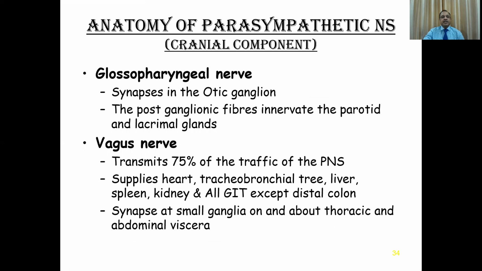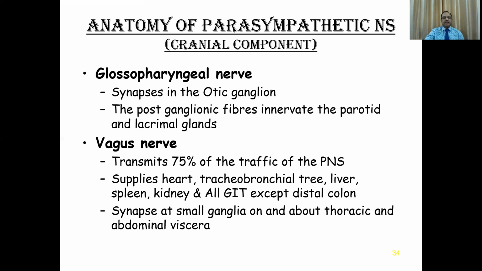Glossopharyngeal nerve synapses in the otic ganglion and the postganglionic fibers innervate the parotid and lacrimal glands. But it's the vagus nerve which forms the bulk of parasympathetic nervous system. Almost 3/4 of the traffic of parasympathetic nervous system is transmitted by the vagus nerve.